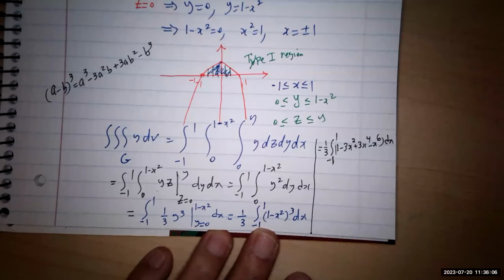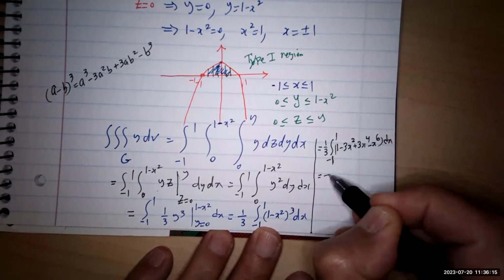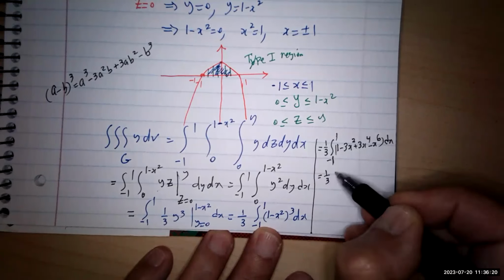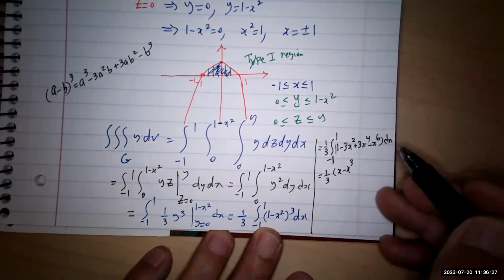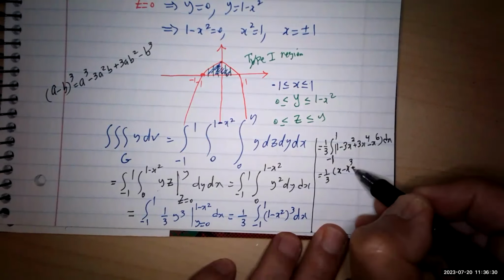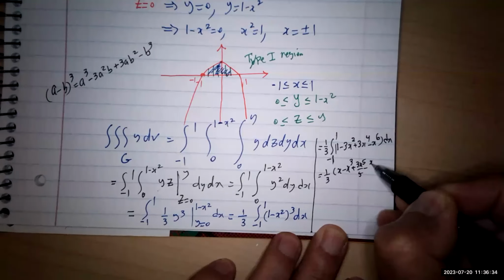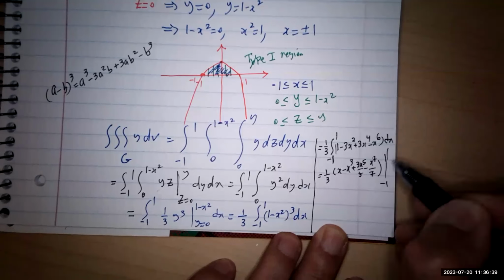Okay, it's easy to integrate and substitute. If you integrate it, you just move those powers up. So it's going to be 1/3, and when you integrate it, that gives you x. This would be 3x cubed over 3, which is going to be x cubed. And this is going to be 3x to the 5th over 5, and it's going to be minus x to the 7th over 7, to be evaluated from negative 1 to 1.